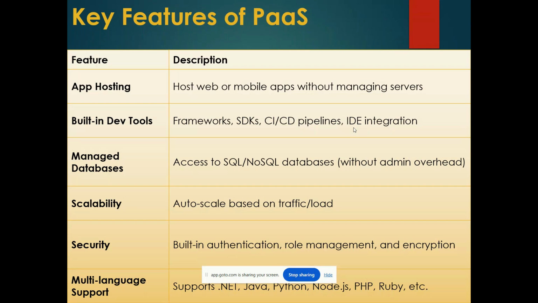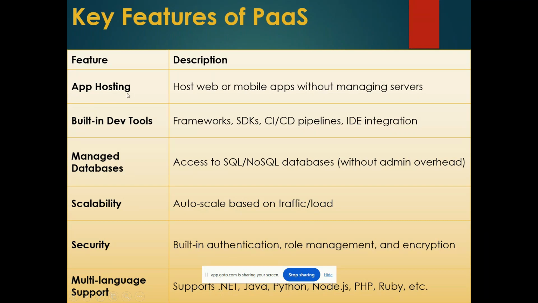And once the resource group and the storage accounts and all these have been set up, then if we just launch that particular URL, it will be launched in the cloud server. And for this, after completing this slide, I'll just go to Azure again. So app hosting, built-in dev tools, managed database, scalability, security, multi-language support. Whatever files we are uploading, it can be .NET, Java, Python, Node.js, PHP, Ruby, etc. All these things will be supported by the cloud providers.